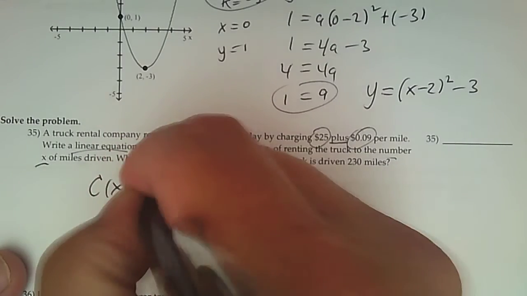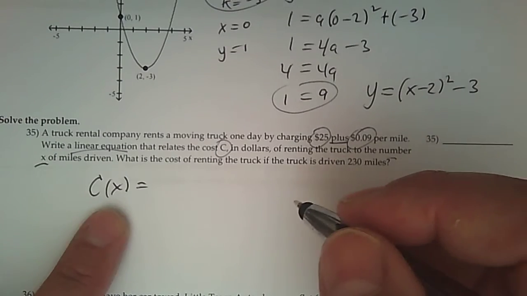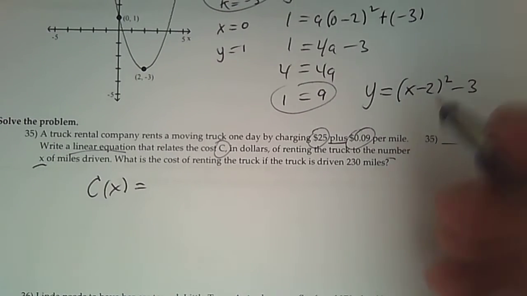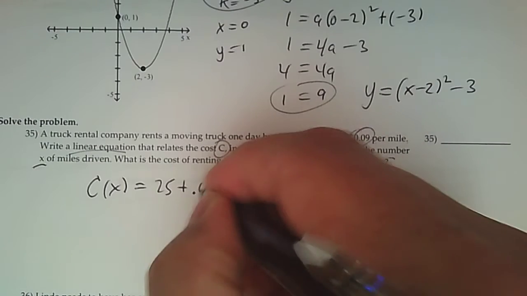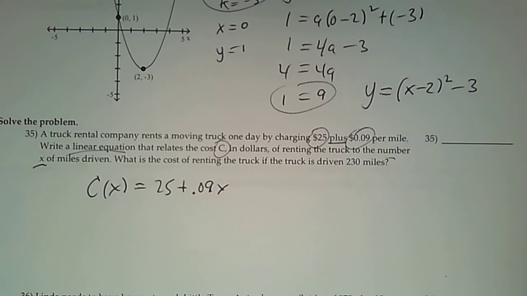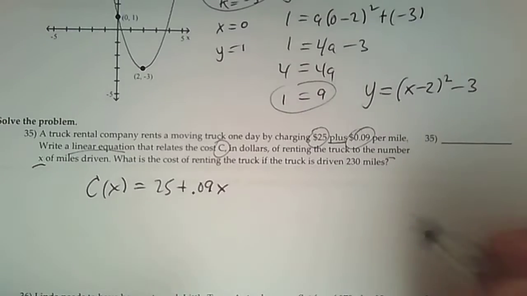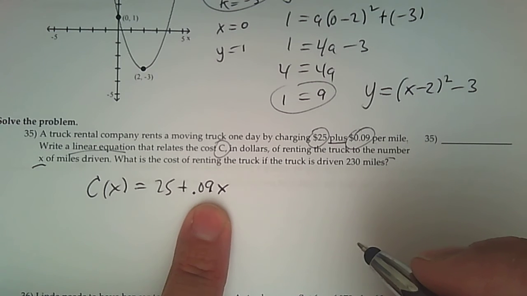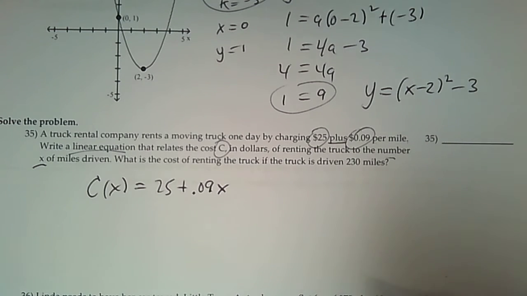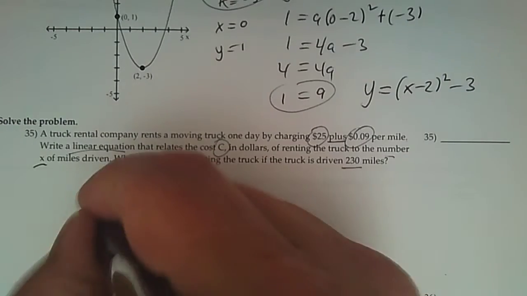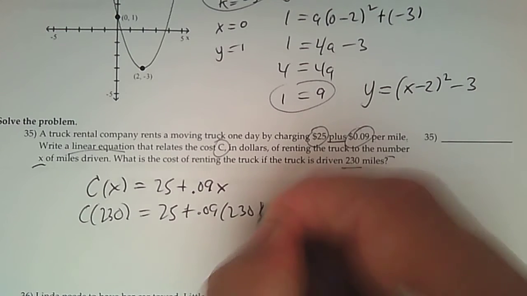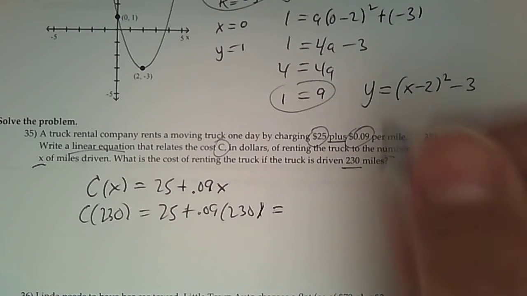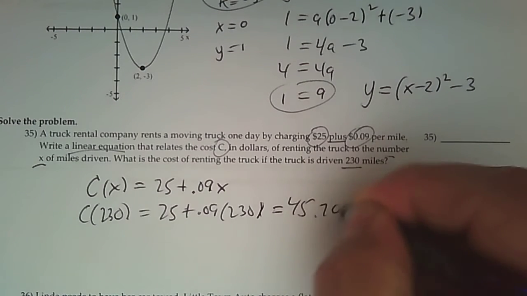So if I want to write a linear function, where C is the cost and x is the miles, how are you being charged? You start with $25 plus how much per mile. And the word per means times, so it's 0.09 times x. So however many miles you have times 0.09, and then you add 25 to it. If I want to know after 230 miles, you plug in 230. You can use a calculator. So 0.09 times 230 plus 25, if you used a calculator, you get $45.70.